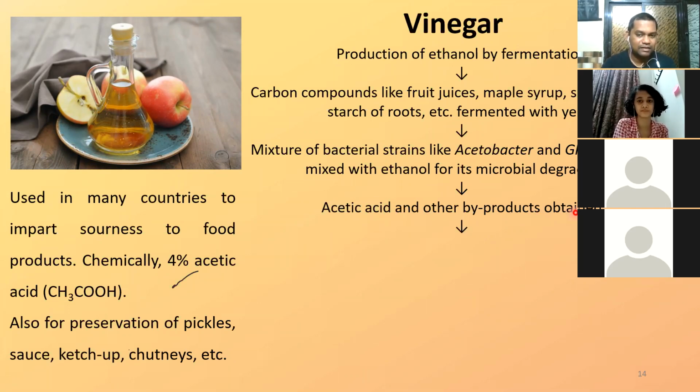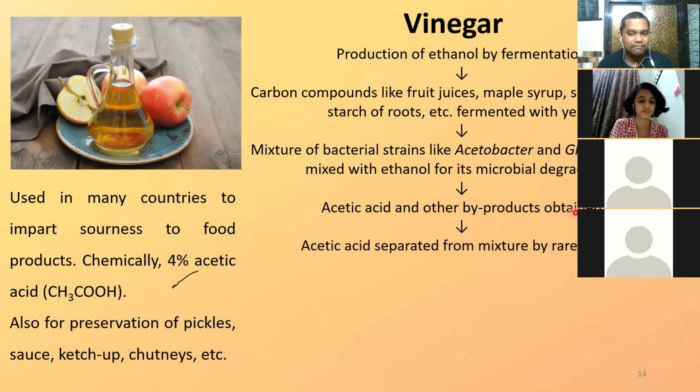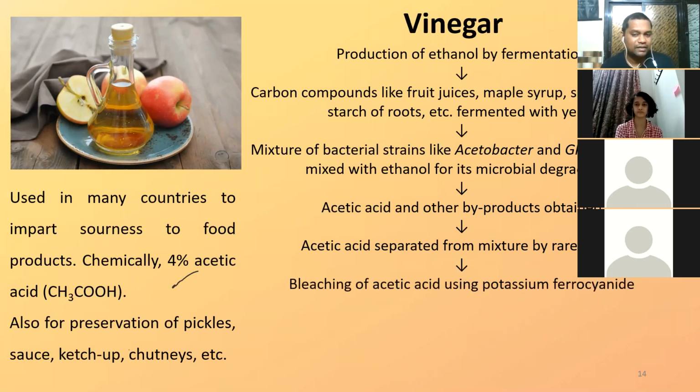When that happens, you get acetic acid and other byproducts. Then what do we do next? Because it's a mixture of acetic acid with other byproducts, you have to separate out only the acetic acid part, because that is the pure vinegar. That is done by a process called rarefaction, an industrial process in which the acetic acid is isolated. Once you isolate the acetic acid, bleaching of the acetic acid is carried out, because the acetic acid formed is quite strong and cannot be used directly as vinegar.